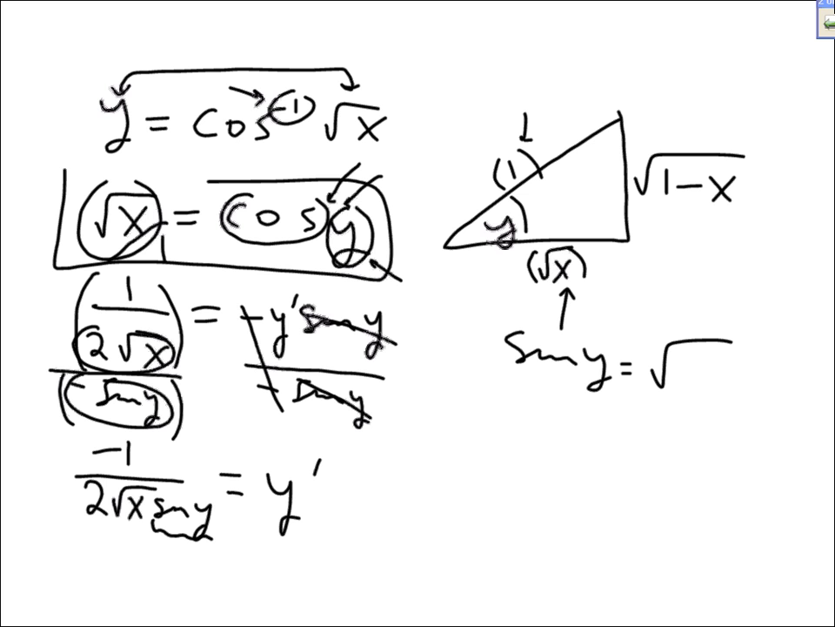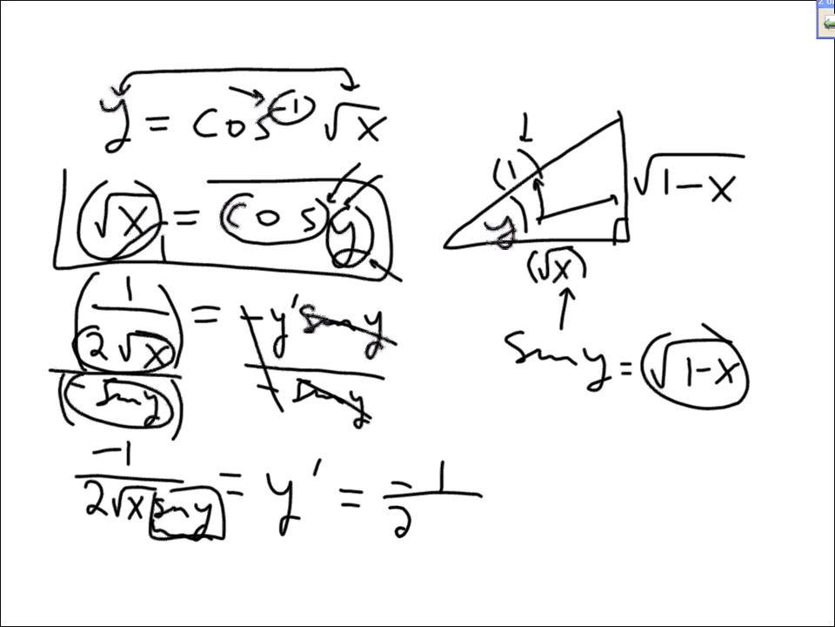The sine of y is opposite angle y divided by the hypotenuse, which is 1. The rule for dividing by 1 is don't bother. So instead of sine of y, I'm going to put the square root of 1 minus x. It's negative 1 over 2 square root of x times sine of y, which is the square root of 1 minus x. And there is your answer.